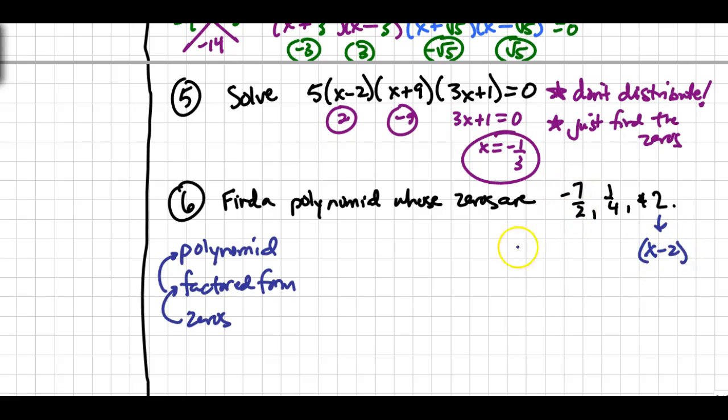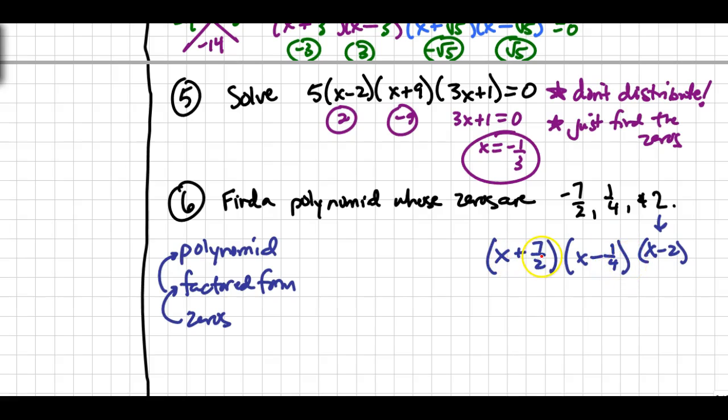Same thing with these fractions. Don't be freaked out by fractions. I'm going to show you a shortcut. If -7/2 is one of the zeros, then x plus 7/2 is the factor that it came from. Same thing with the 1/4. If 1/4 is a 0, then x minus 1/4 is the factor that it came from.